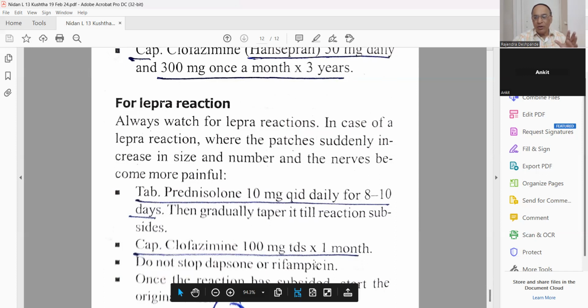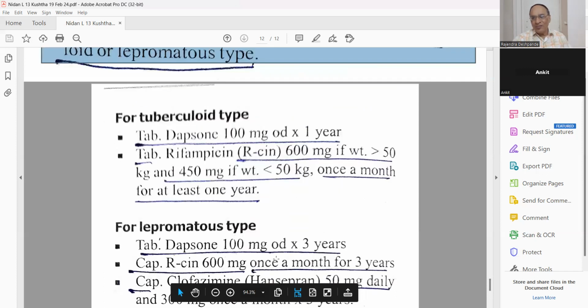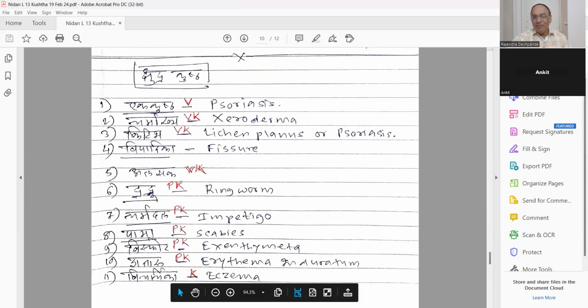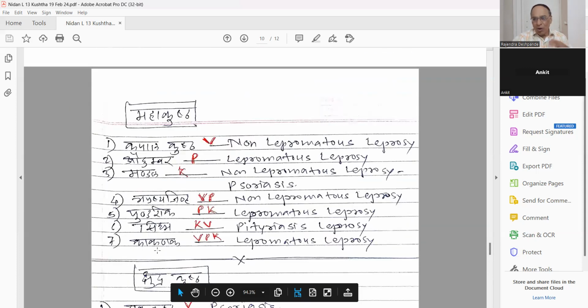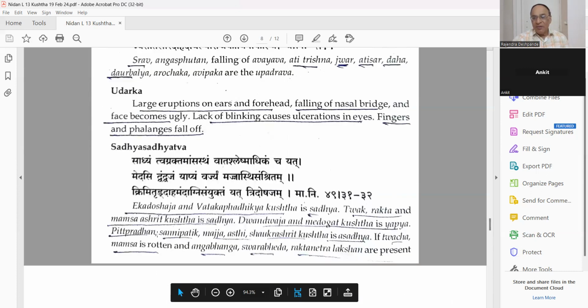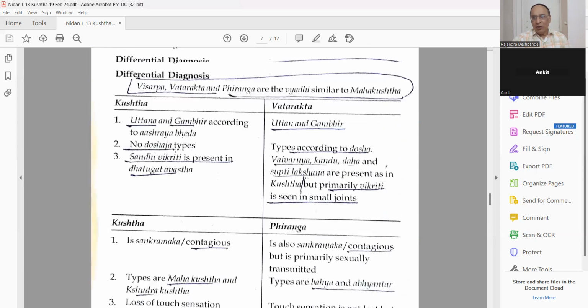This is more important. My dear friends, this is all about today's interesting lecture on the Ayurvedic Kushtha Vyadhi, and how modern leprosy is included in Kushtha. I wish you all the best. We will see you tomorrow for the gynecological lectures. Till then, take care, see you, and all the best for your studies.